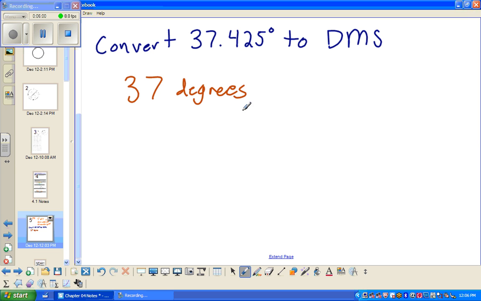Now I need to figure out how 0.425 of a degree converts to minutes and seconds. Well, to do that, I would take the 0.425 and multiply it by 1 over 60. That's going to convert it, or tell me how many minutes I have. Oh, excuse me. I went the wrong way here.